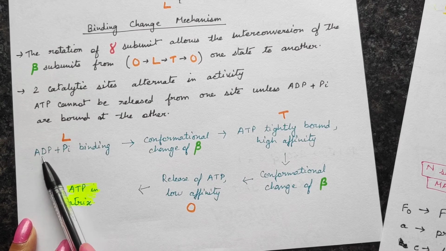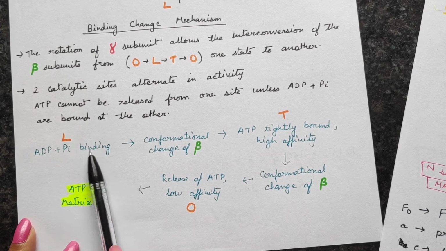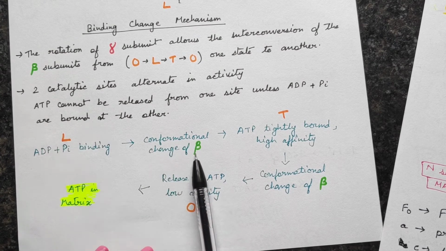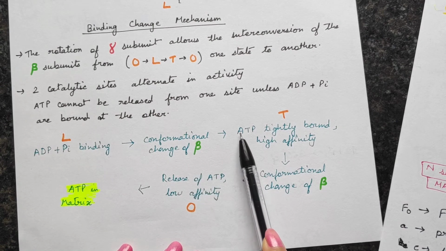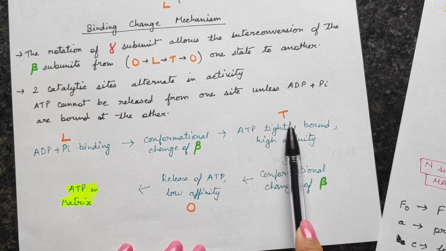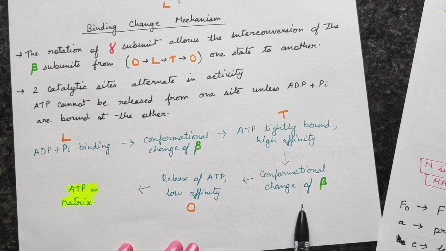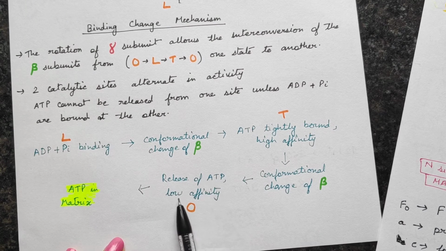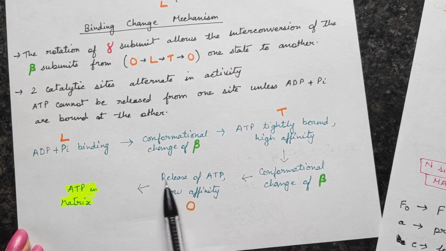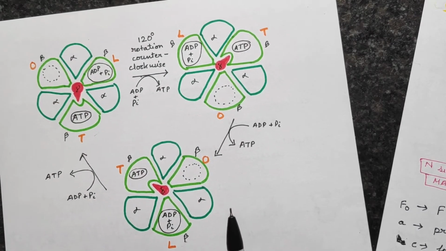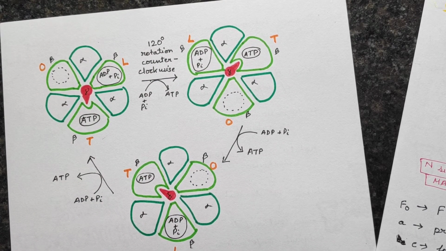So here we can say that as ADP and Pi bind, it will form the loose state. Then there will be a conformational change in the beta because of the rotation of the gamma, and ATP will be tightly bound, having high affinity for ATP. This is the T state, and again there will be a conformational change in the beta, again due to the rotation of the gamma subunit. And finally, the ATP will be released in the O conformation, because the O conformation has very low affinity for ATP. And finally, the ATP will be released inside the matrix. So this is how the F1 complex works.